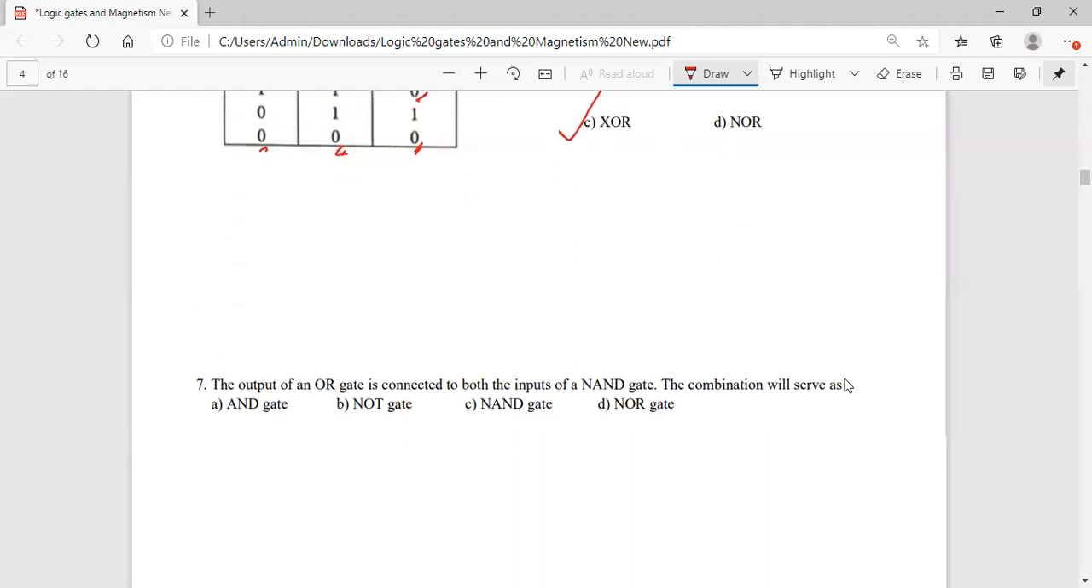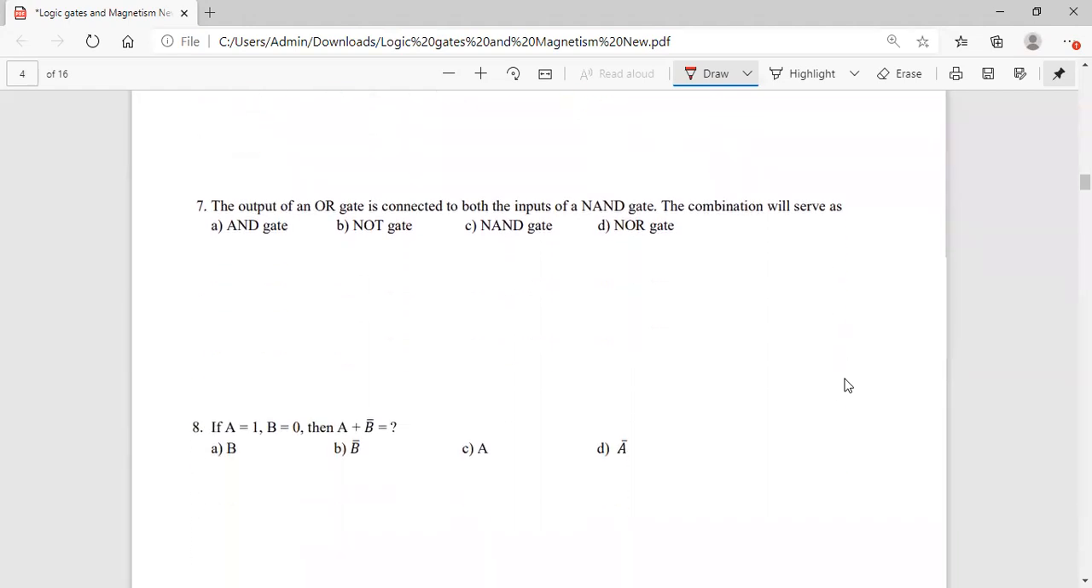Next, seventh one. The output of the OR gate is connected to both the inputs of a NAND gate. So there is one OR gate. This is the OR gate, and the output of the OR gate is connected to both the inputs of the NAND gate.